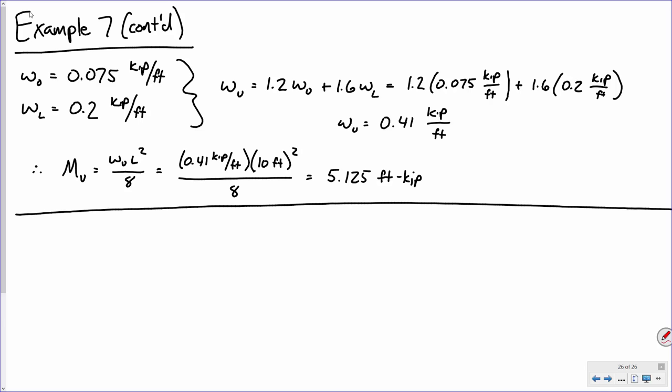And we'll... What's that? Just add the loads up. Come on. Okay.